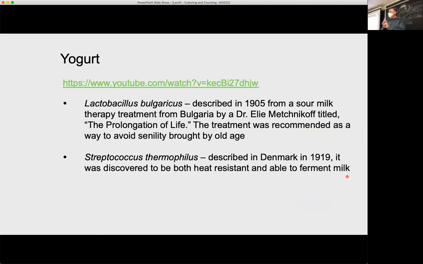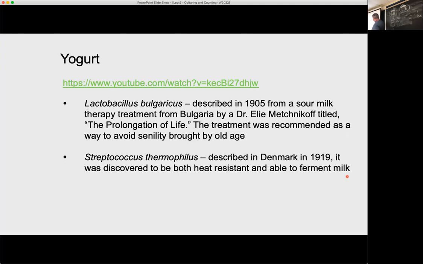Yogurt relies on two organisms, typically Lactobacillus bulgaricus and Streptococcus thermophilus. I don't know if you remember these two organisms from a previous class. I think I put them in lecture three, but I tried to talk about them in lecture four. We ran out of time.